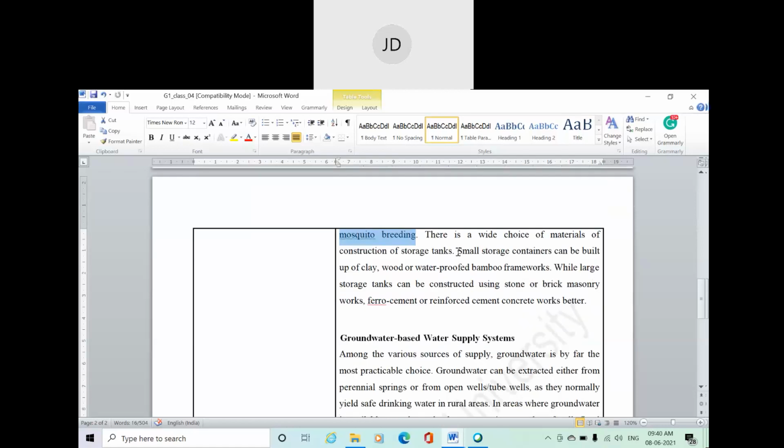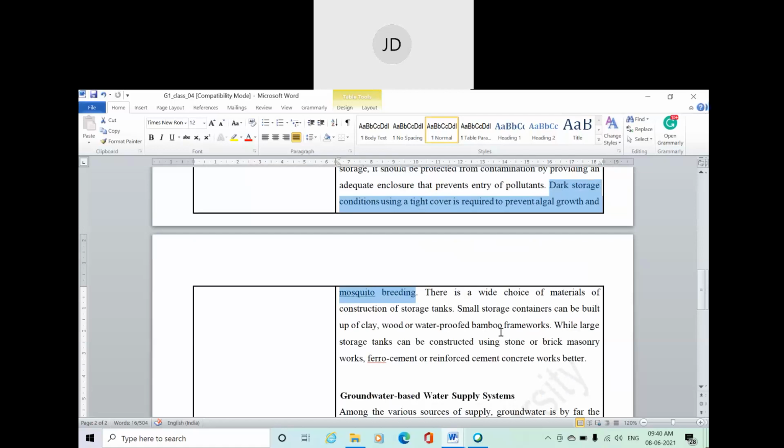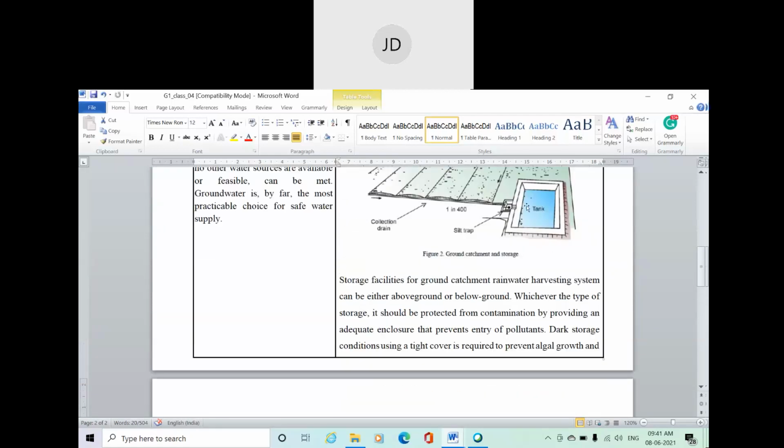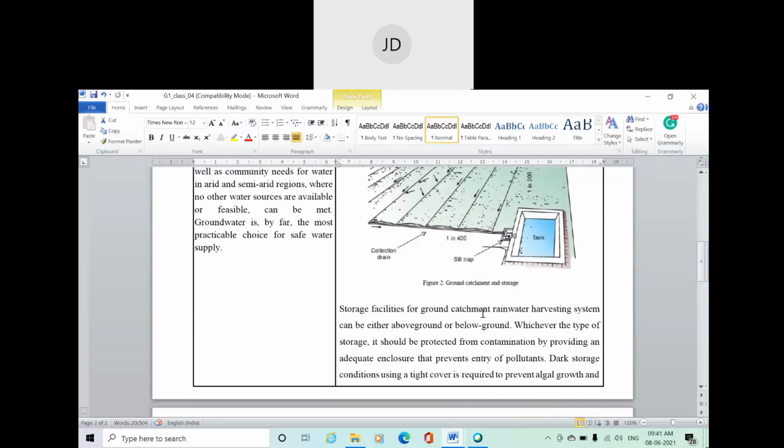And how can you make it? Suppose we are making it for a very small community. You can go for building with clay or wood or a waterproof bamboo framework. And if you are going for a larger one, using a larger storage tank, then you can construct the storage tank using stone, brick masonry, RCC, or ferro cement. That means RCC work can be done for a higher capacity water tank. So this is a basic component of the reservoir tank.